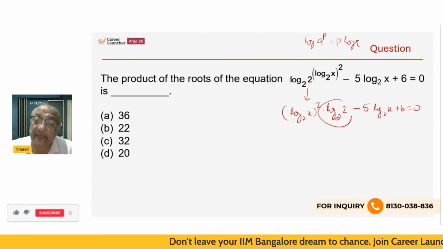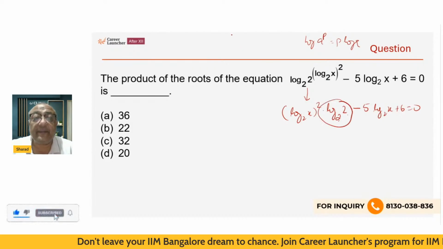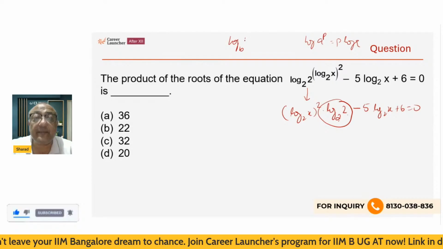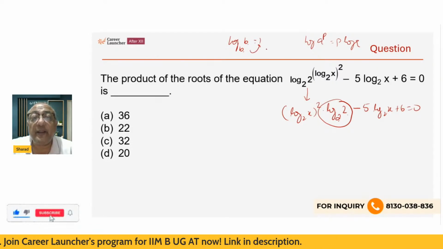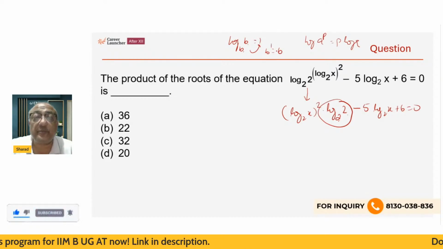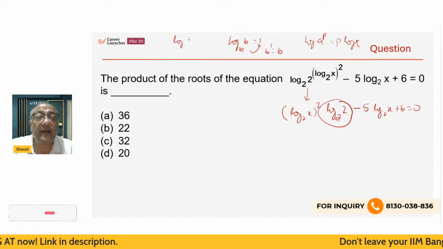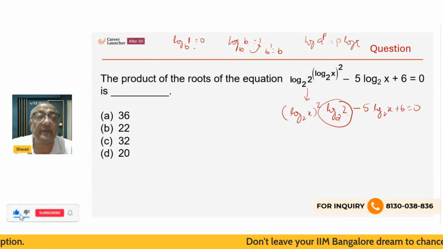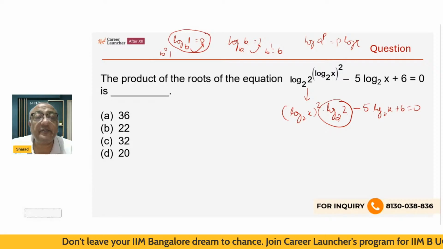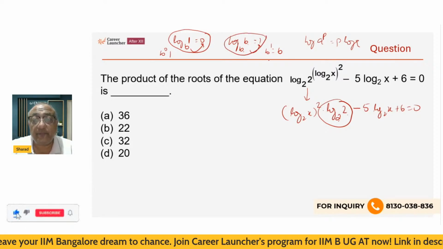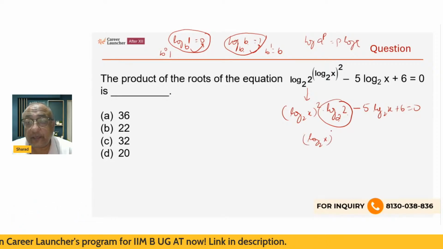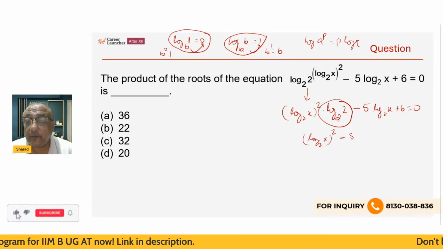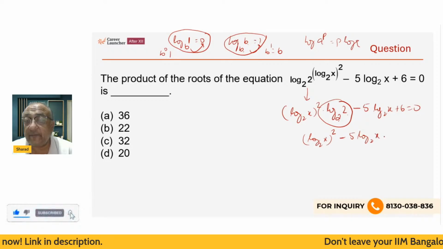Please remember this. If base and number are same, it is 1. Why? B needs to be multiplied 1 time to get B, or B raised to power 1 is equal to B. Similarly, if you have log 1, whatever the base, it will be equal to 0, because B raised to power 0 is 1. Please remember these two. I'm sure you know. If you don't, this is a good time. While you're watching this video, you can always write it somewhere.